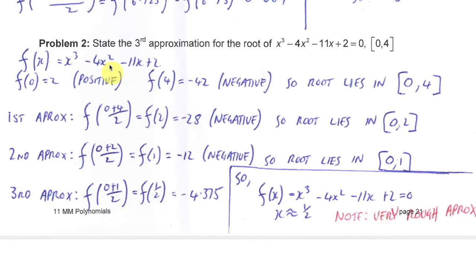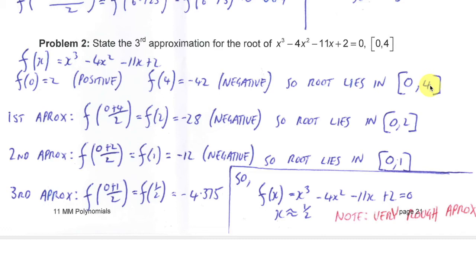Problem 2, I'm after the third approximation of the root for this cubic over the interval between 0 and 4. Again, on my CAS, I would define the function. I would then evaluate the two endpoints for my interval. So f of 0 gives me 2, which is positive. F of 4 gives me negative 42, which is negative. So I know that there is a solution, i.e. a root between 0 and 4.